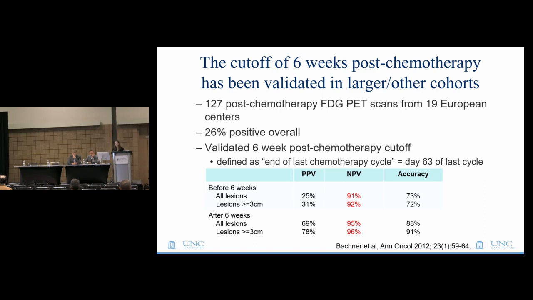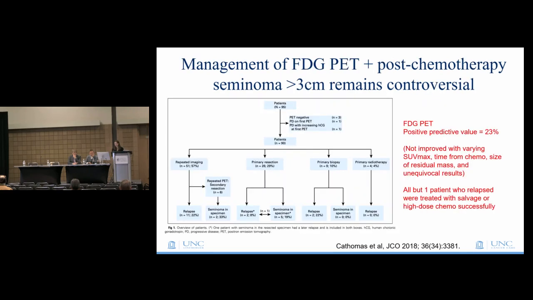But you can see, even in this cohort of patients, the negative predictive value of PET after 6 weeks in lesions greater than 3 centimeters ended up being in the 90s, so it looked pretty good. And so after all these papers came out, this really went into the guidelines: patients post-chemotherapy with seminoma should undergo a PET scan. If positive, consider surgery. If negative, surveillance.